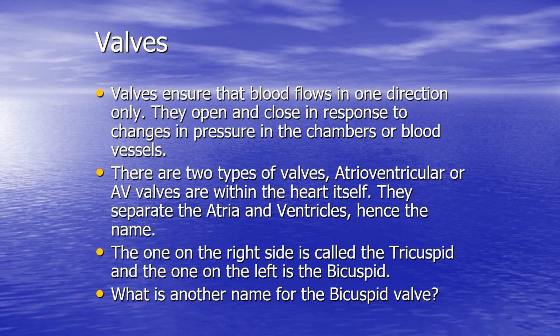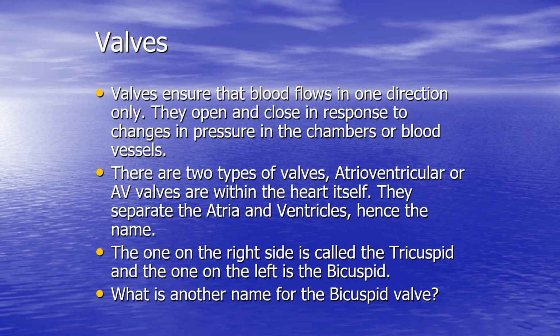Valves, just like in plumbing, ensure that water, or in this case blood, flows in one direction only. They open and close in response to changes in pressure in the chambers or blood vessels. So there are two types of valves. The AV valves, also known as the atrioventricular valves, are within the heart itself, and they separate the atria and the ventricles. That's why they're called atrioventricular.